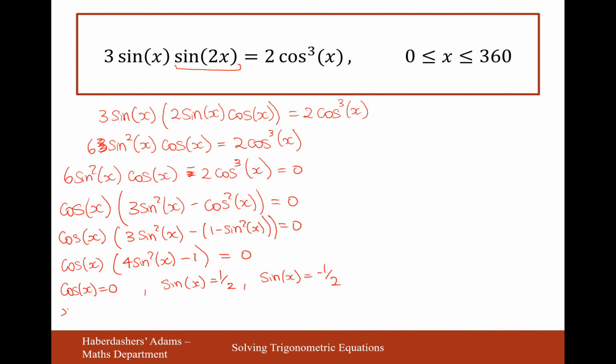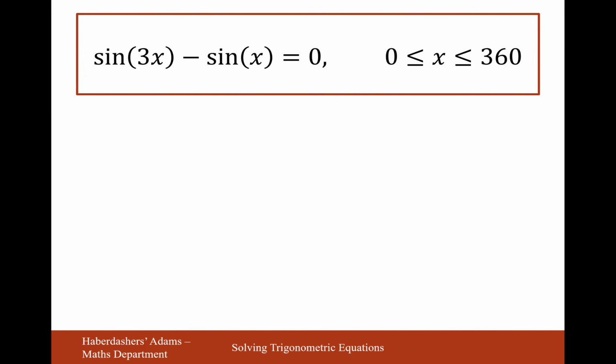So from 0 to 360, that's going to be pi by 2, 3 pi by 2. So when I've done from 0 to 360 like that, it's going to be 90 and 270. For this one here, it's going to be 30 and 150. And for this one here, it's going to be 210 and 330. Okay, so there we are. Those are the solutions for this pretty tricky little double angle formula trig equation.